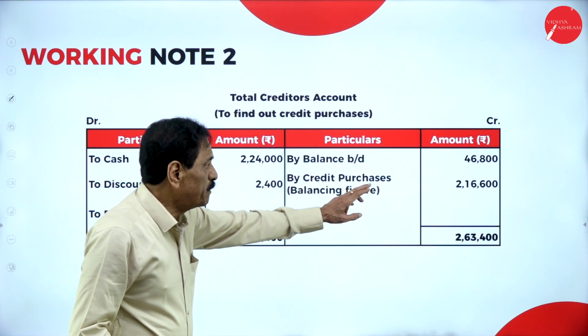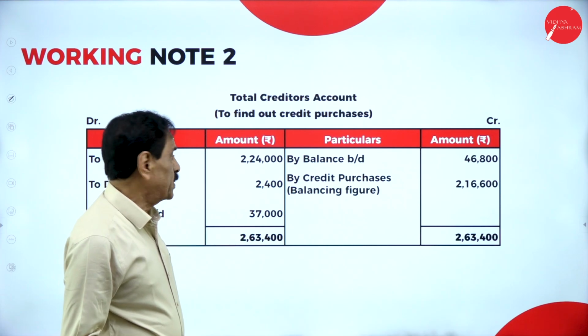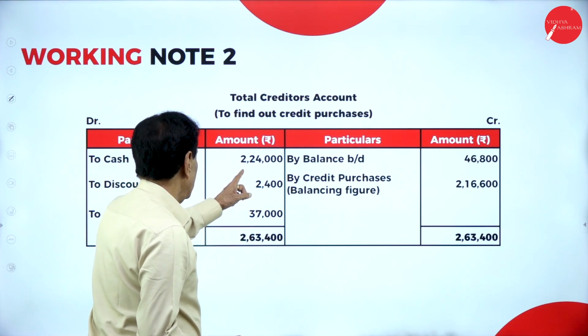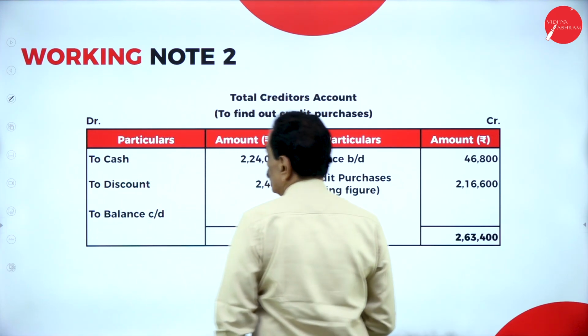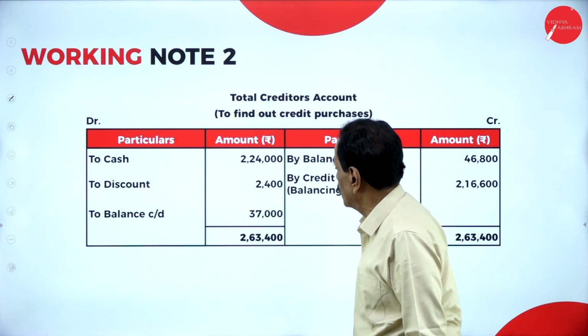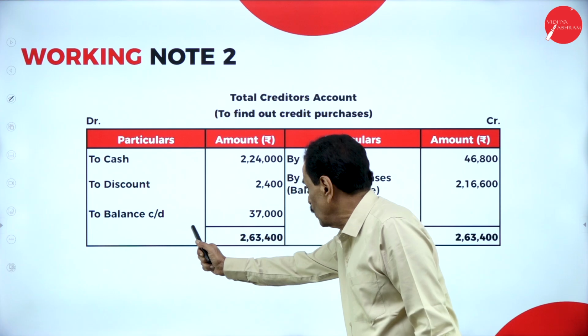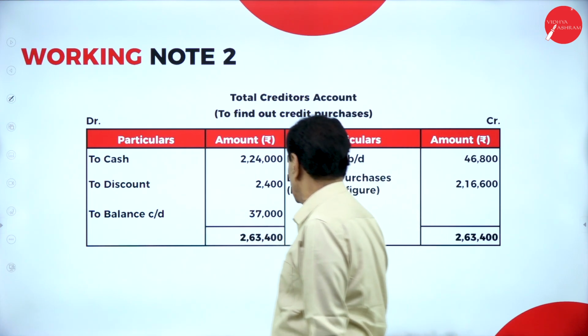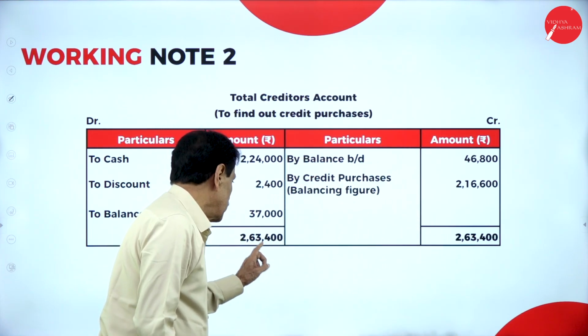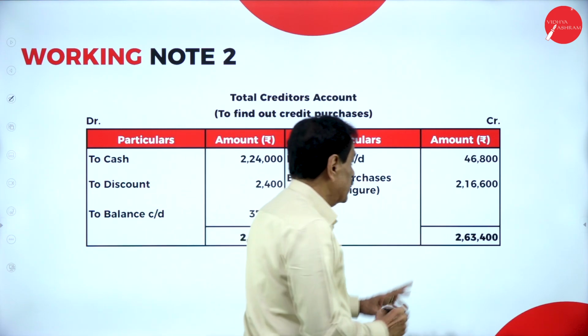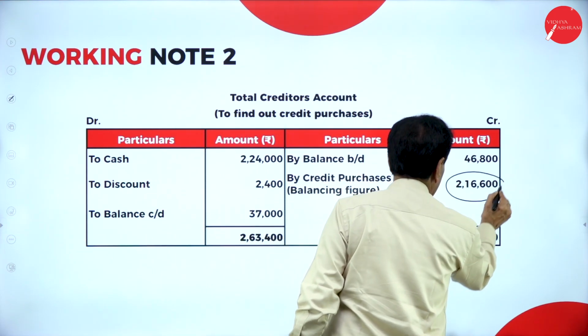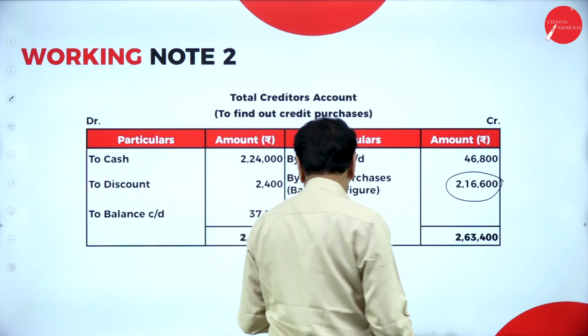We start with the opening balance of 46,800. We paid to creditor how much? 2,24,000, to cash. Paid to creditor 2,24,000. Discount received is 2,400. Closing creditor is 37,000. Totally 2,63,400. The difference is 2,16,600.